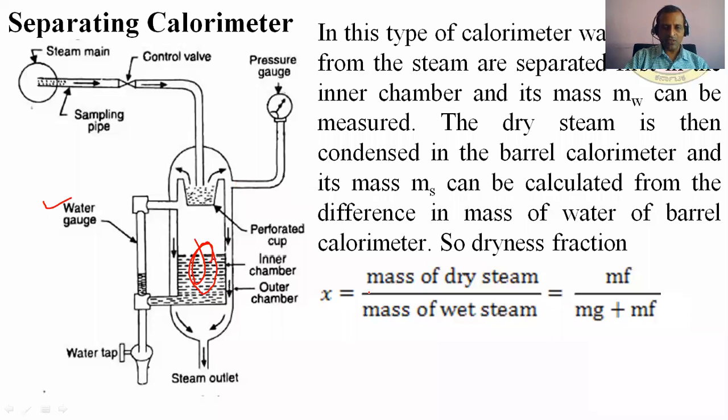So then later on, with the help of this formula, that is X is equal to mass of dry steam to the mass of the wet steam. So with this formula, you can find out the dryness fraction, mass of dry steam, mass of the wet steam. So that is mg by mf plus mg. This is the formula used to measure the dryness fraction, right?